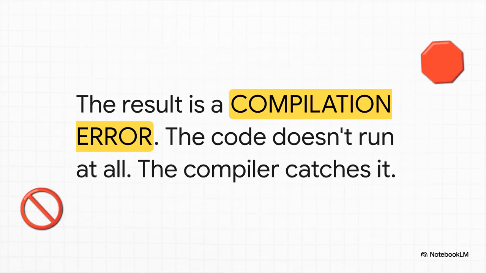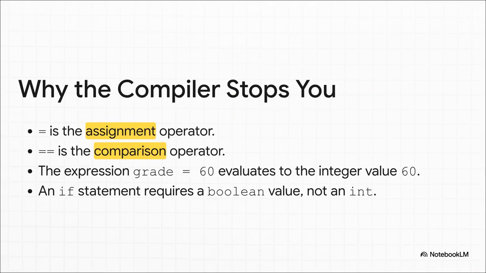What happens when you try to run this code? The result is nothing. The code doesn't run at all. You get a big, fat compilation error. This isn't a bug you'd find at runtime. The compiler is smart enough to stop you before you even get that far. So why does it fail? It's that fundamental, critical difference between 1 equals sign and 2.